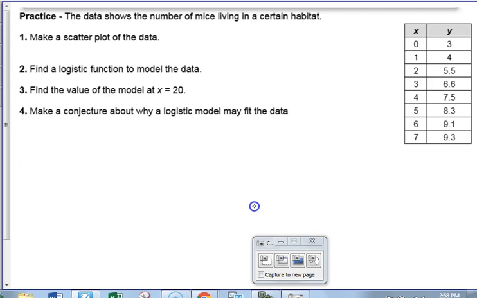All right. So we are going to actually type this one in, please. Make a scatter plot, and then we're going to find the logistic model. So we're going to do the regression for the logistic.